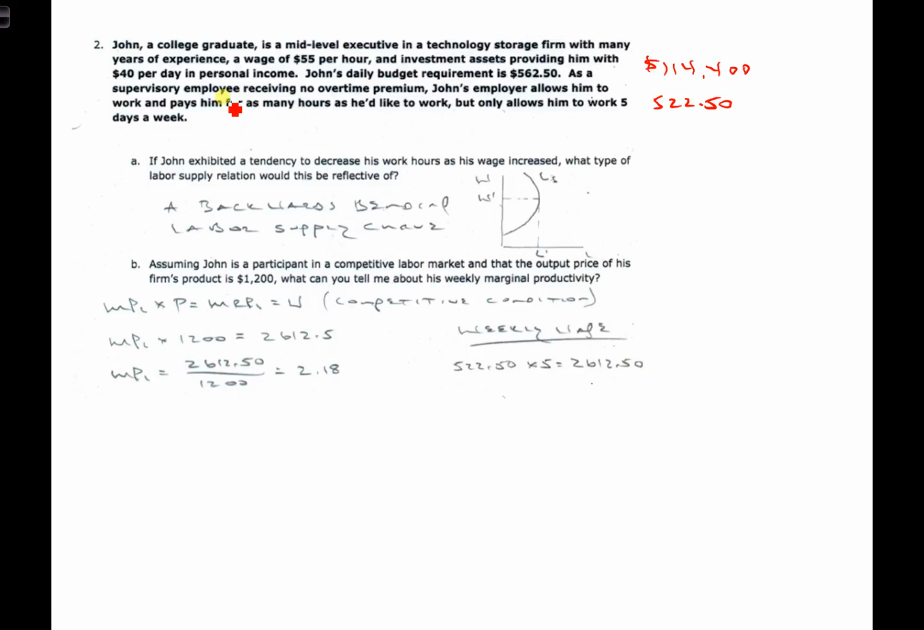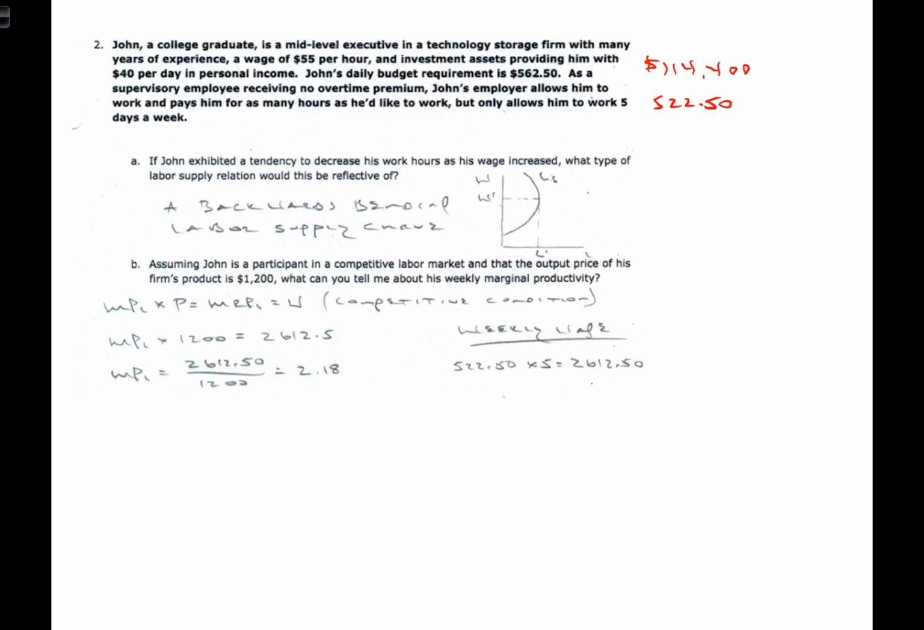We see that John's a supervisory employee, so there's no overtime premium if he works more than 8 hours a day. His employer allows him to work and pay him for as many hours as he wants to work each week, and John is constrained to 5 days a week. Okay, so that's going to be building a situation for us. Before we even go there, let's think about basic concepts or something very general here.